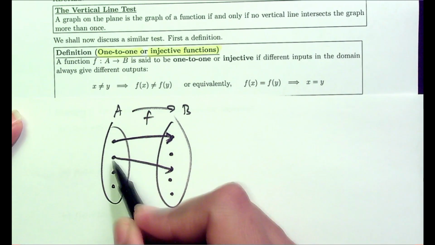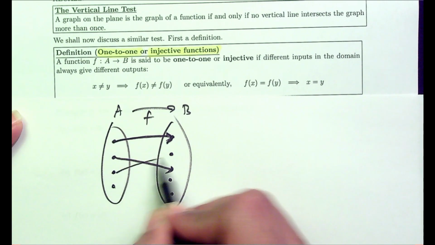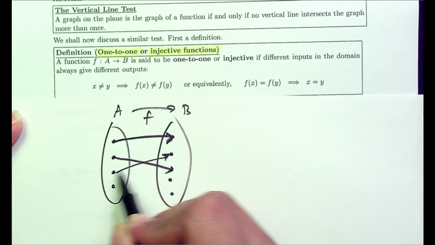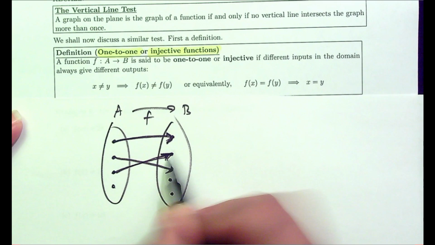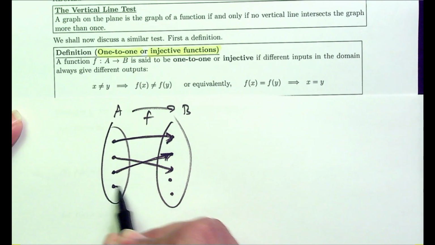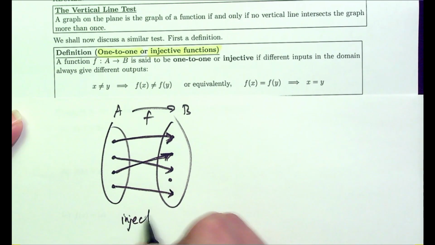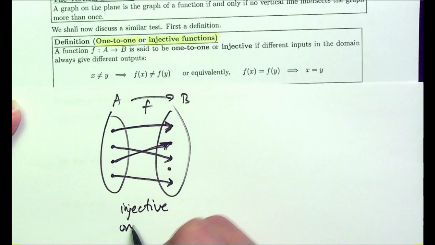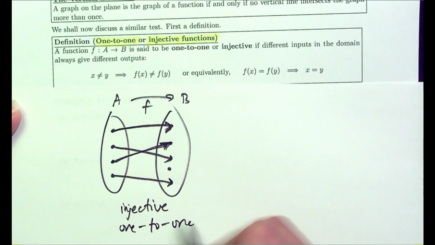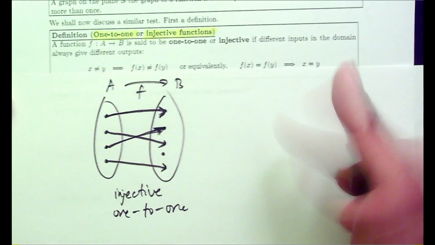And for that one, they're different inputs, so their outputs have to be different as well. Maybe this one goes here, and the output of this one has to be different if this is injective. So something like this is injective or one-to-one. Basically every arrow goes to a different spot.